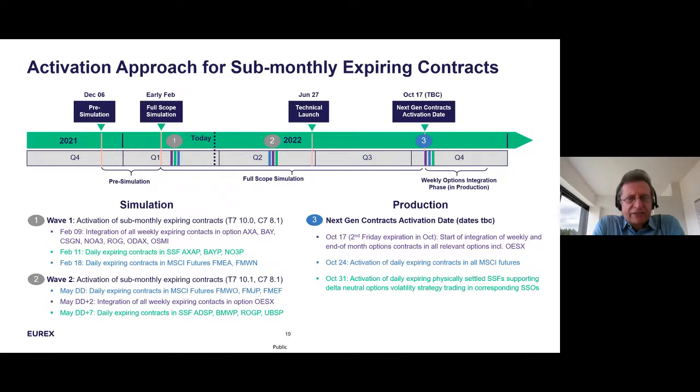Coming to the next initiative, the option volatility strategies, as mentioned by Philipp, here we would like to introduce daily expiring physically settled single stock future contracts. As an example, in the simulation environment right now, we have daily expiring single stock futures in AXA, Bayer, and Nokia, which can then be combined as underlying leg in the corresponding volatility strategies of AXA, Bayer, and Nokia.